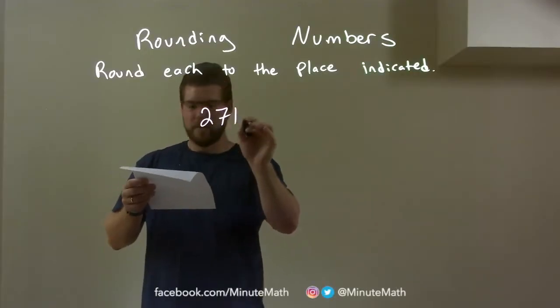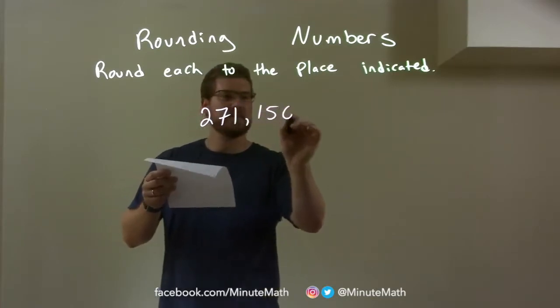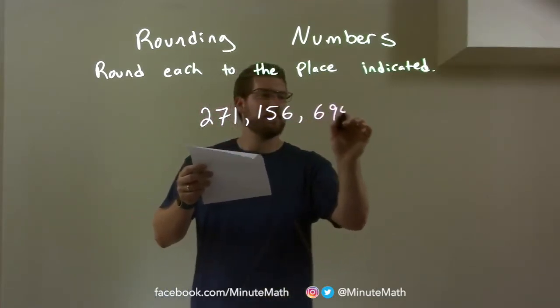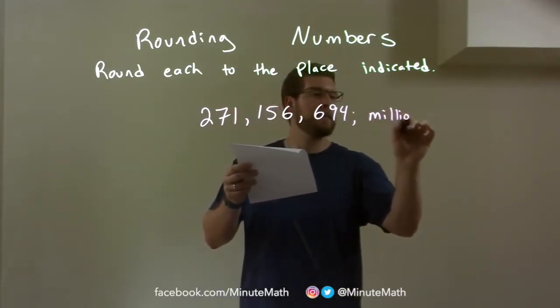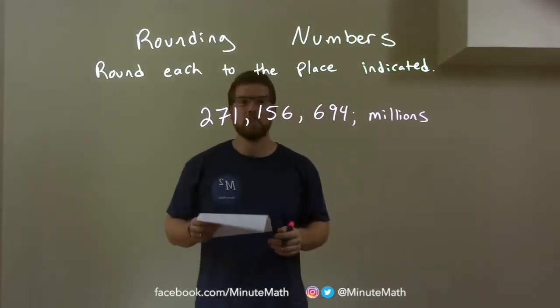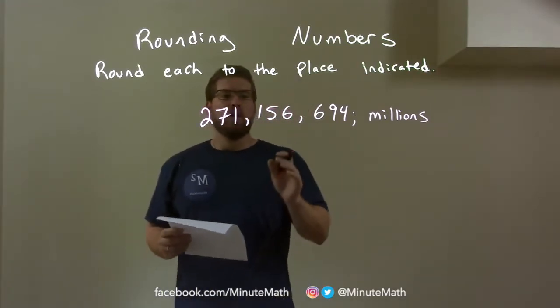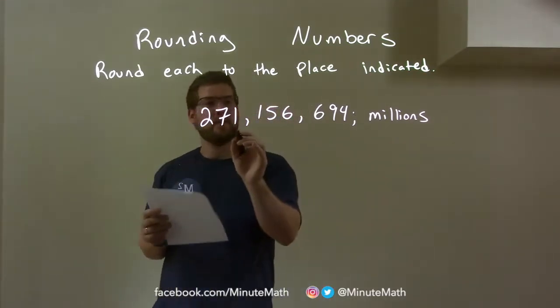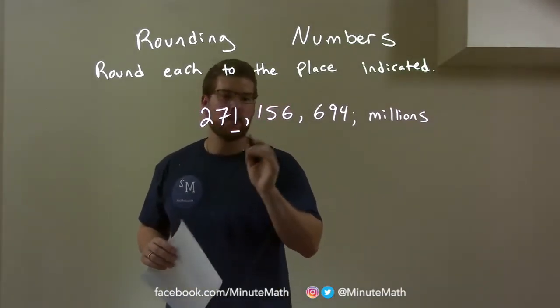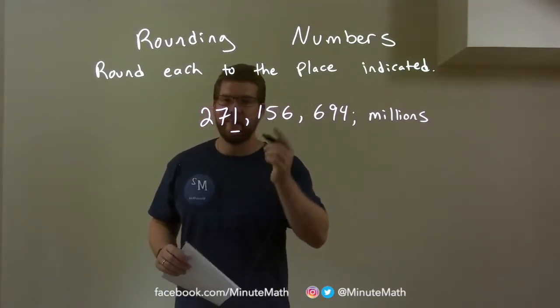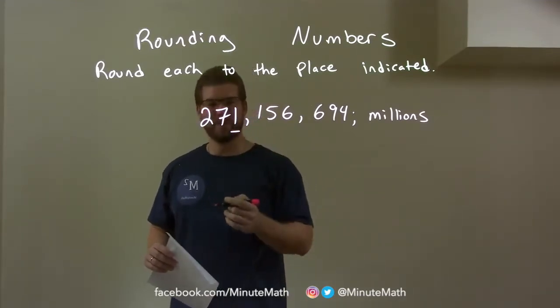2, 7, 1, 1, 5, 6, 6, 9, 4, and we're rounding to the millions. Okay, we're rounding to the millions. Well, first thing, I indicate the millions. The millions place is right here on that 1. I look to the right of that 1, I see another 1. That 1 causes this first one to round down.